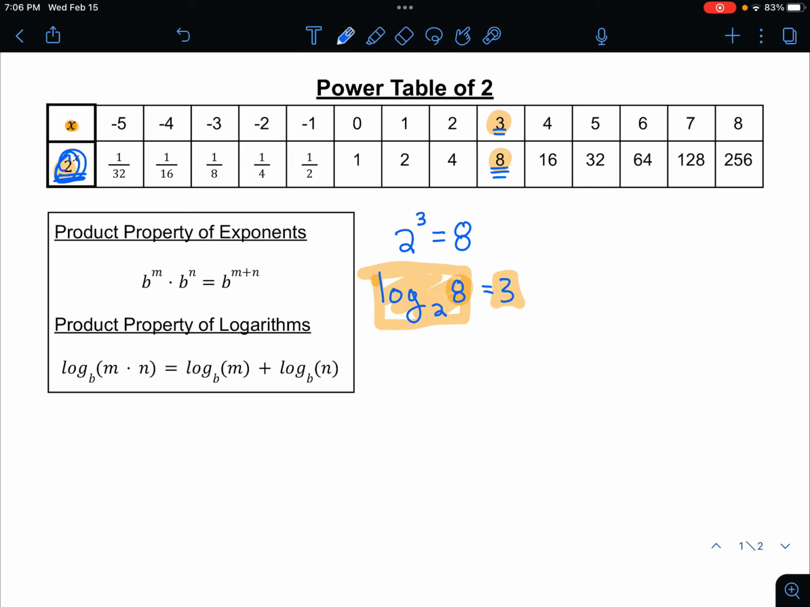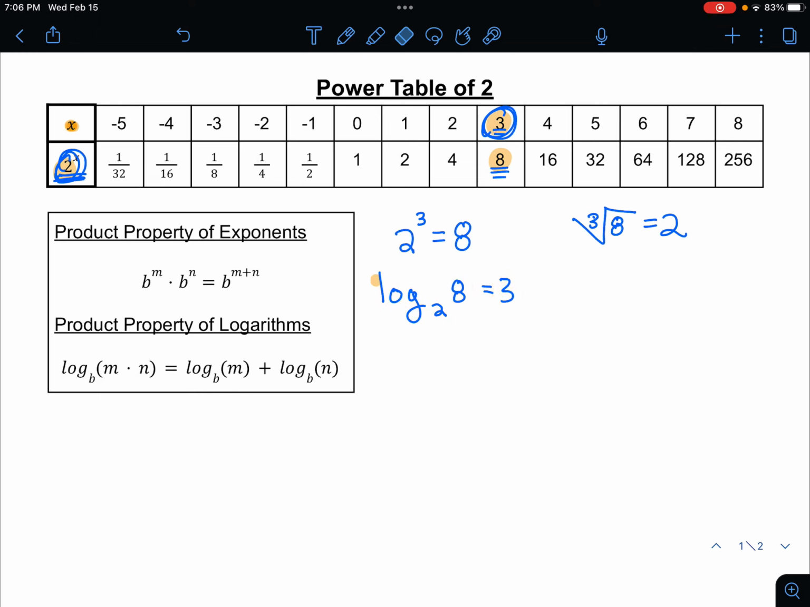There's one more relationship that exists here, and that is that this exponent tells us what root the base is of the result. So the cube root of 8 is equal to 2. So these three relationships all exist from the base to the power and the result. And this is going to come in handy as we investigate the product property of logarithms.